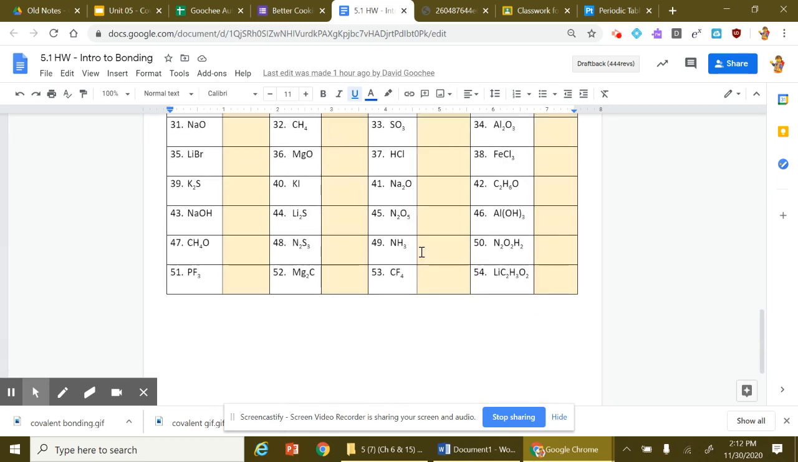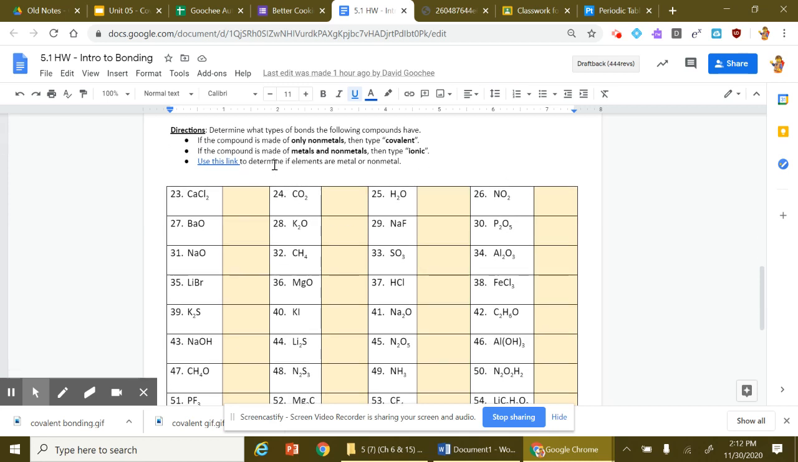For each of these, you have to identify in the bottom here whether it is a covalent compound or an ionic compound. The way you do that is you look at the elements that are involved in that compound. If it is only nonmetals, then it is a covalent compound. If it is metals and nonmetals, then it is an ionic compound. Let's take a look at this first one together.